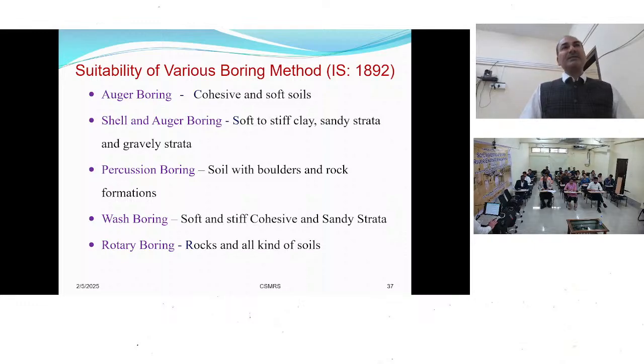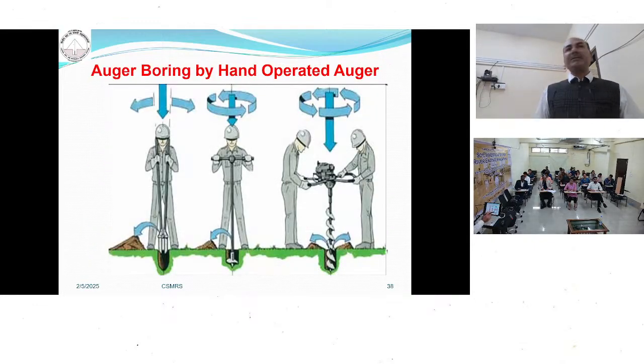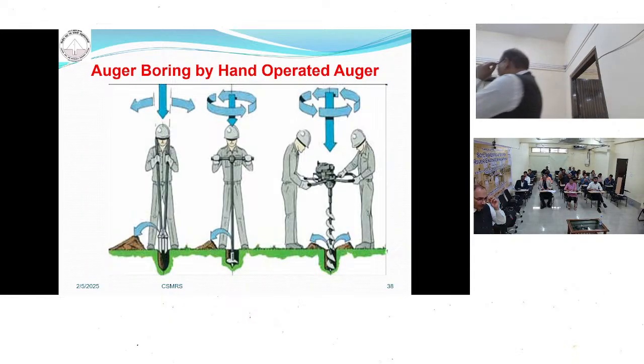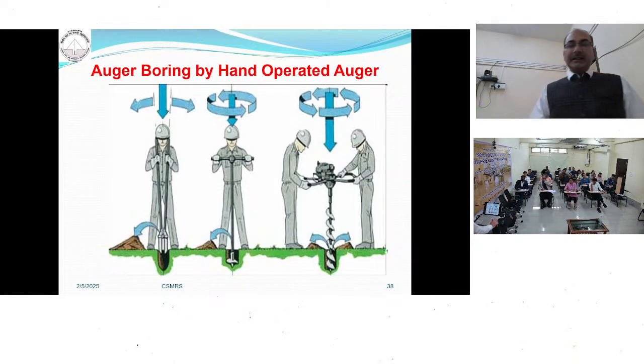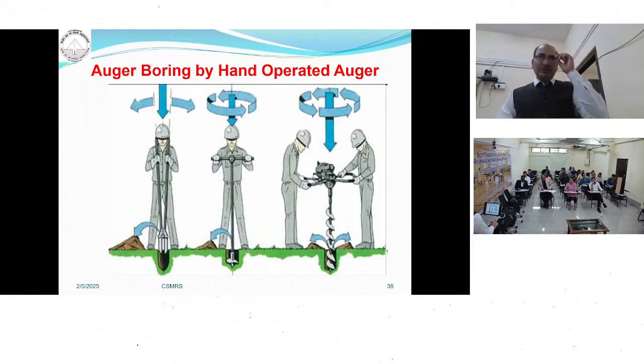So what is auger boring? This is the picture of auger boring. Augers could be spiral type, or this type, or bucket type. There are a lot of kinds of augers. There are two methods of auger boring: one is hand driven, hand boring, and the second is machine boring.